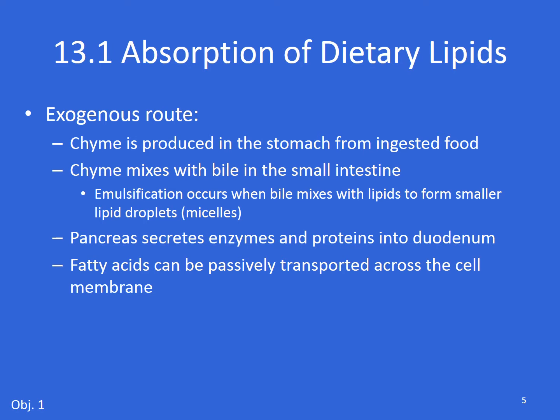Okay, so when you eat something that contains lipids, something that contains fat, where does it go? When you eat it, something called chyme is produced in the stomach from ingested food. And this mixes around with bile in your small intestine. This mixing causes emulsification, and this makes small lipid droplets, or micelles. You might remember back to chapter 3, lipids can combine to form micelles. And this is where it becomes relevant. Your pancreas secretes enzymes and proteins into the duodenum, and these help digest your food. And fatty acids from these can be passively transported across the cell membrane.